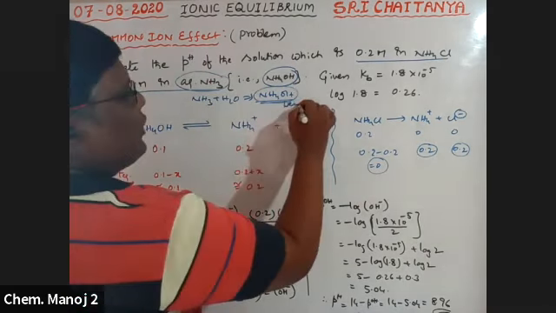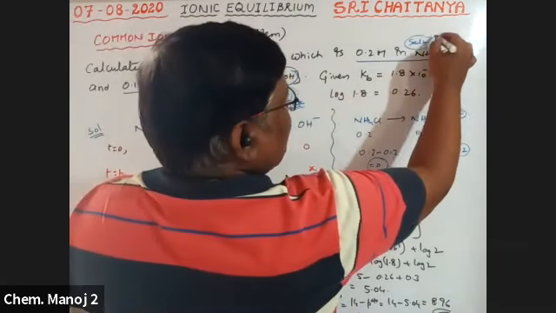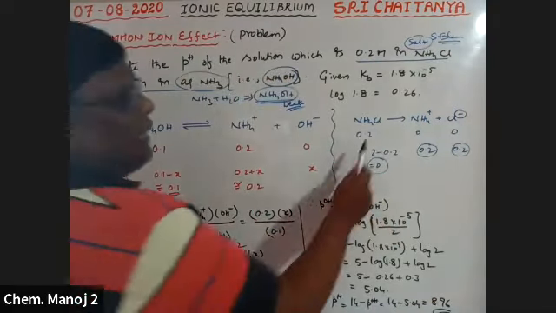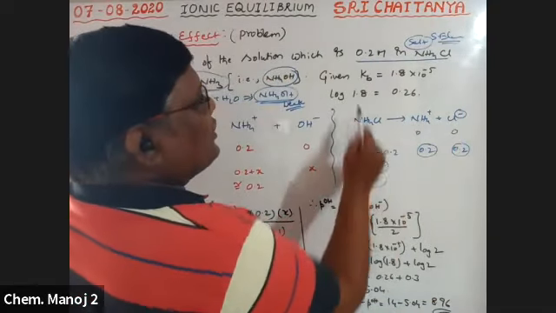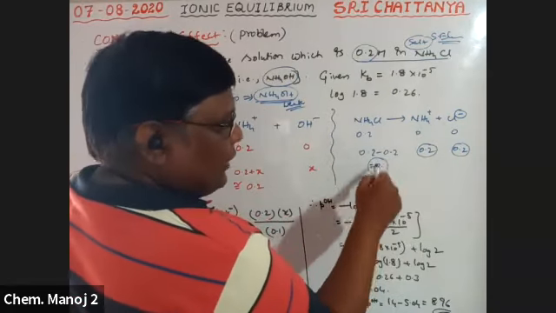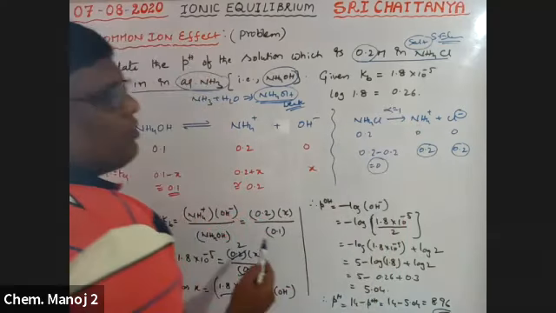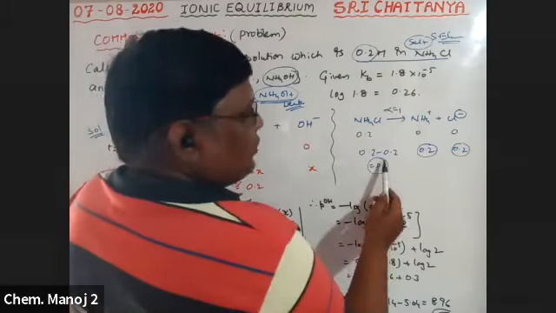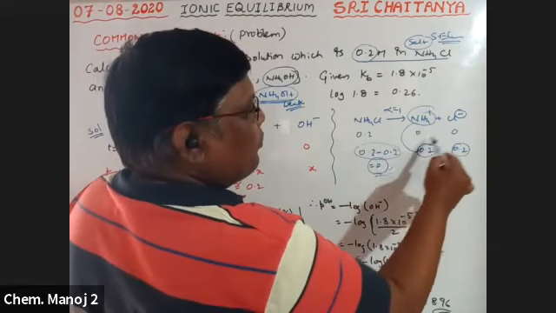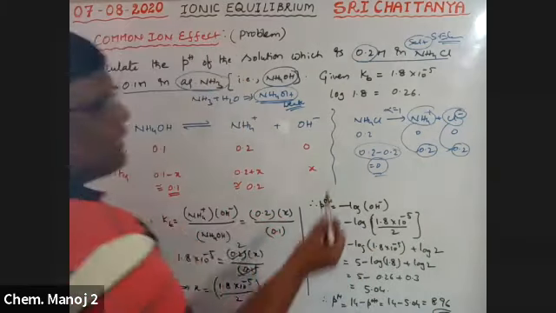NH4OH is a weak electrolyte, but NH4Cl is a salt, so it is a strong electrolyte. NH4Cl is completely ionized. How much is taken? 0.2. So it is completely ionized because alpha is equal to 1. That is, NH4 plus ion concentration is equal to 0.2, and Cl minus ion concentration is equal to 0.2.